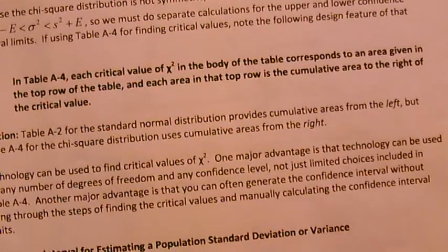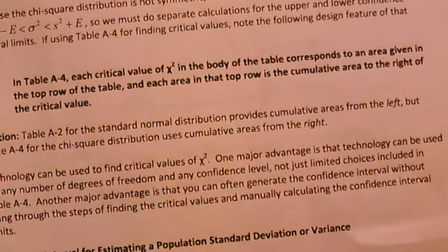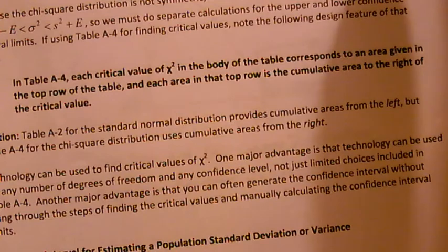Now this is very important. As I talked about earlier, in table A-4, each critical value of chi-squared in the body of the table corresponds to an area given in the top row of the table, and each area in that top row is the cumulative area to the right of the critical value. Cumulative area to the right when we're dealing with table A-4, which is that chi-square distribution table. Okay.